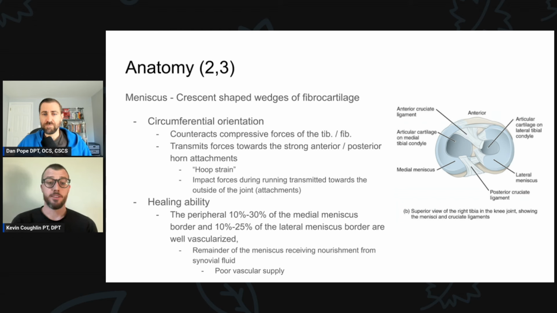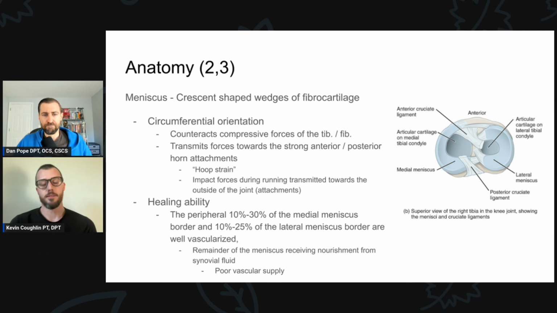The meniscus is made of crescent-shaped wedges of fibrocartilage, and it has that circumferential orientation. This allows it to counteract compressive forces. It transmits forces towards the anterior and posterior horn attachments. And then you'll hear something called the hoop strain. The hoop strain is really just a property of the meniscus that allows it to dissipate forces. And we see that different types of meniscus tears maintain the hoop strain function, and some don't.